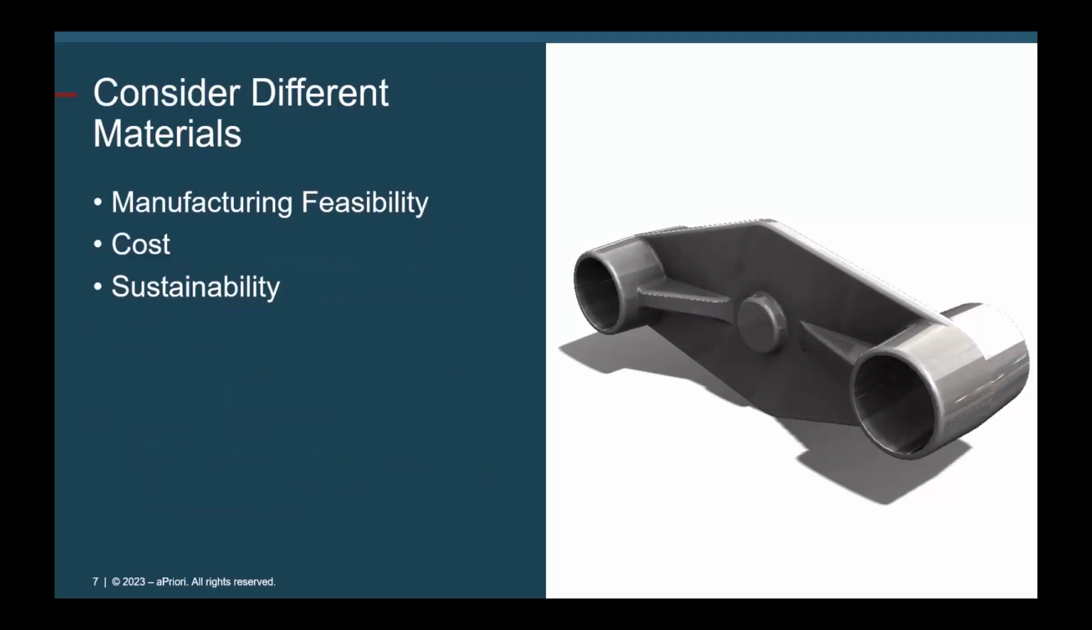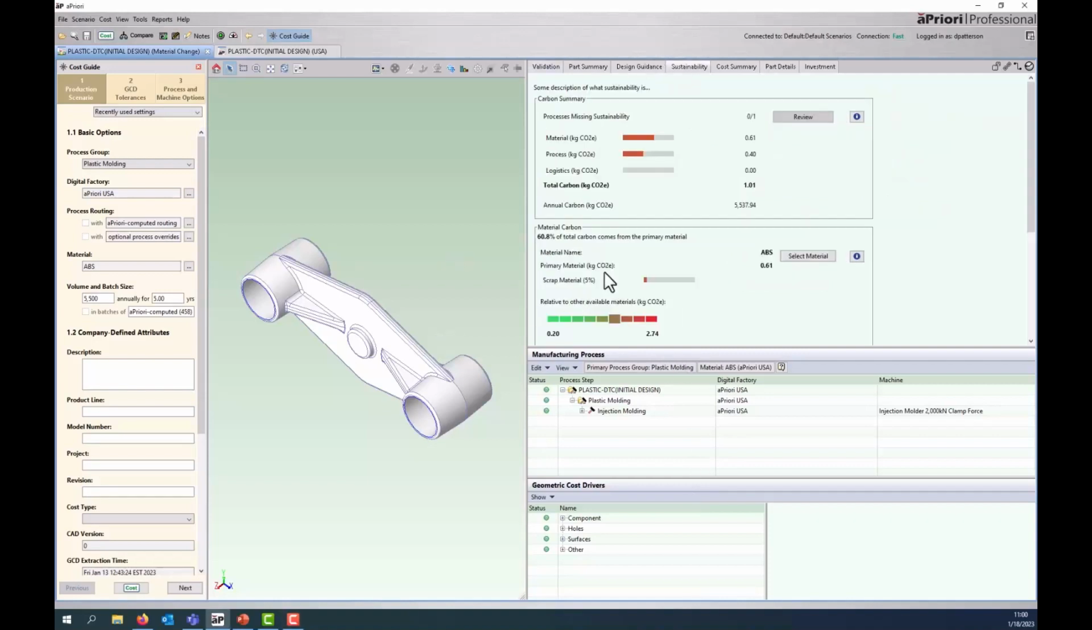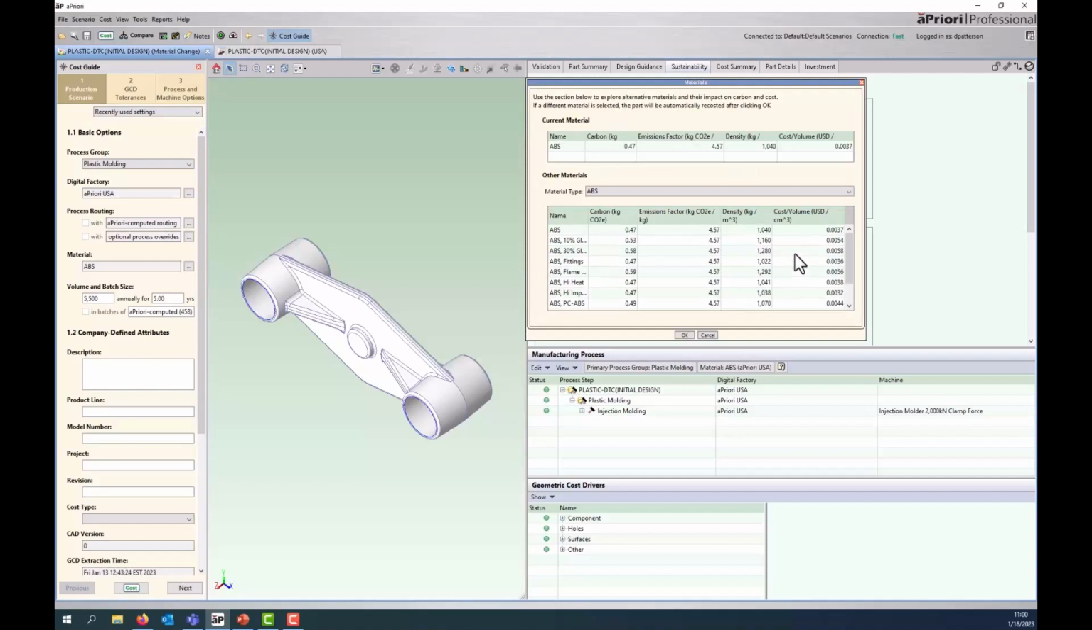Now let's go through and look at different materials and see what that does to manufacturing feasibility, cost, and sustainability. Let's look at this design and change our materials. Let's come over to our sustainability guidance and look at our material. Here we can see in the US right now, about 60% of our overall CO2 is coming from that material. About 40% is coming from the processing. Let's go through and look at some different materials. We have it costed with ABS currently. Let's open it up and look at all materials.